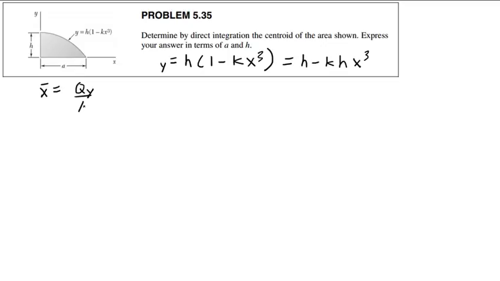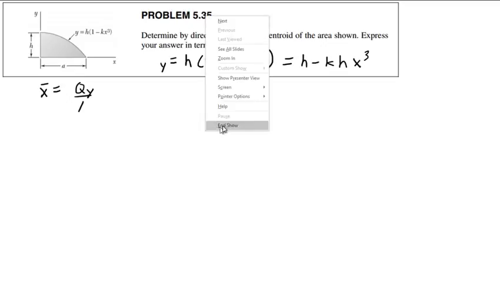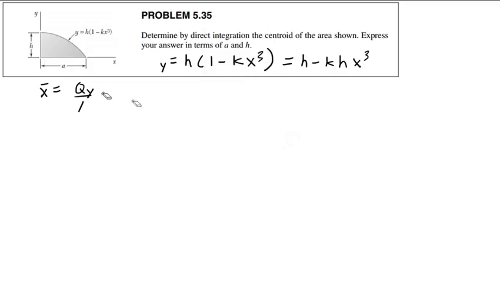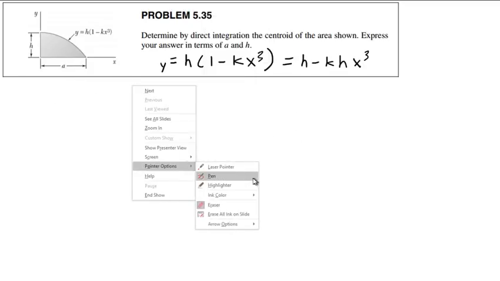Yes? Do we need to find k in terms of a and h? We may need to. Actually, I think you're probably right there. Let's find k in terms of a and h first. That probably would be better, before we do anything else.